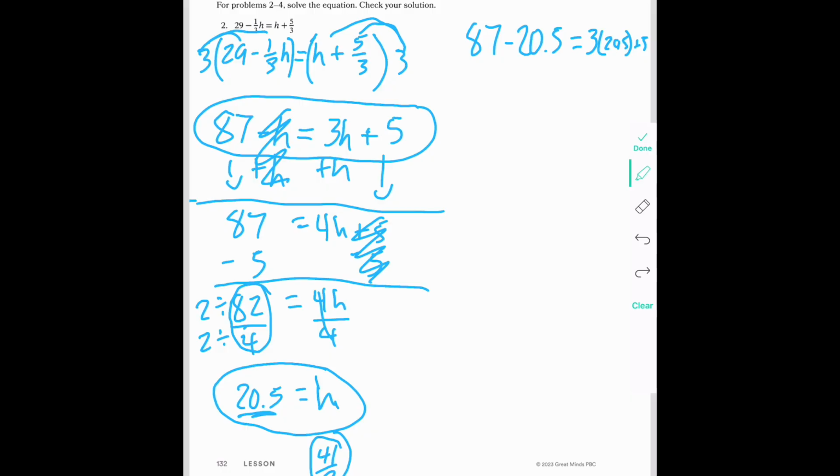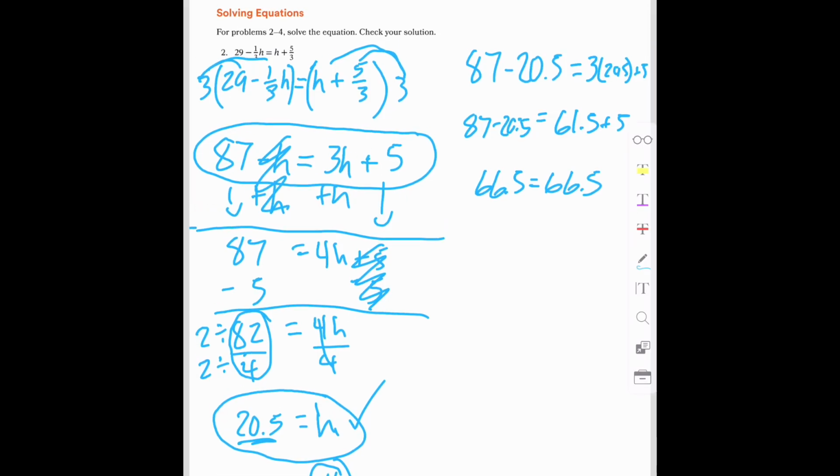All right, so PEMDAS, we would do 3 times 20.5 first, which would give us 61.5 plus 5 is equal to 87 minus 20.5. All right, 87 minus 20.5 would equal 66.5. And then 61.5 plus 5 would equal 66.5. So we know our answer is correct. Okay. So now let's move on to number 3.